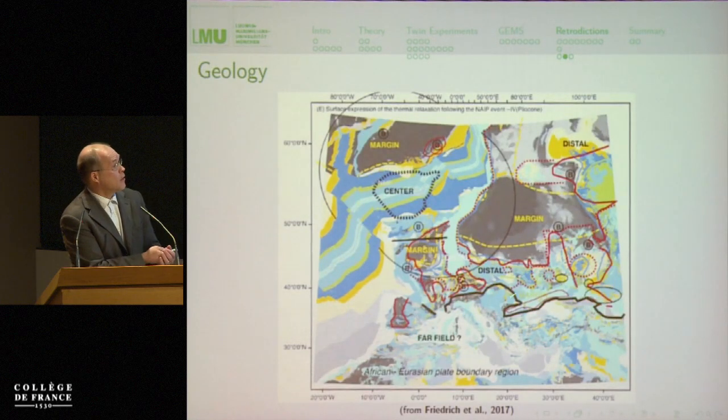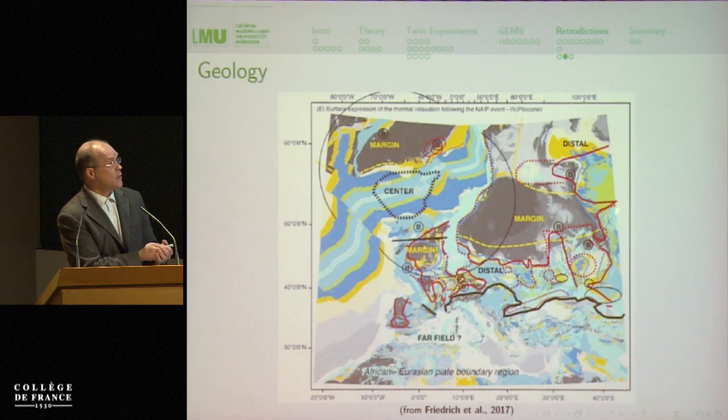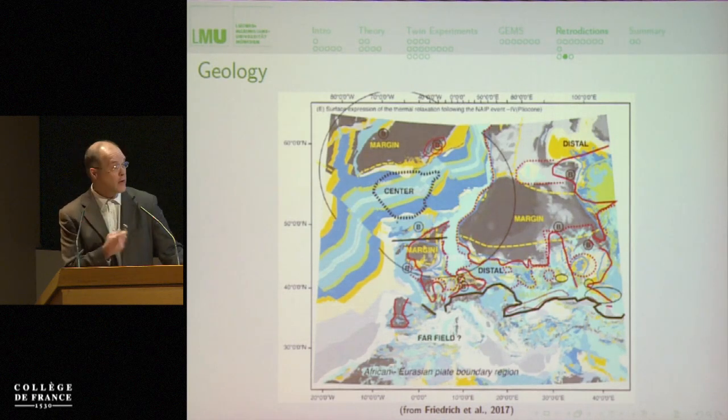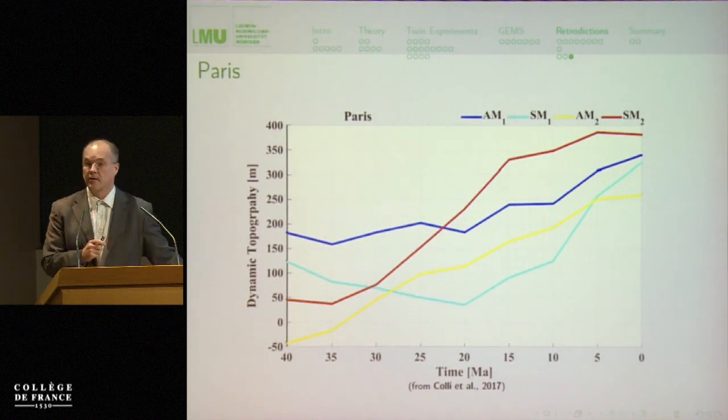I'm spending now a lot of time with my colleague Anke Friedrich at the Chair of Geology in Munich to look in very much detail, for example, at the sedimentary evolution of Europe. This is a map for the Miocene. And because I'm not allowed to say anything more, and I agree with you, if I was the chair, I would do exactly the same thing. I leave you with that slide.